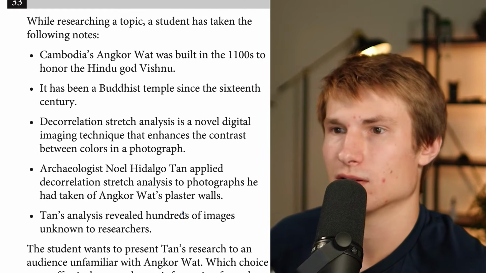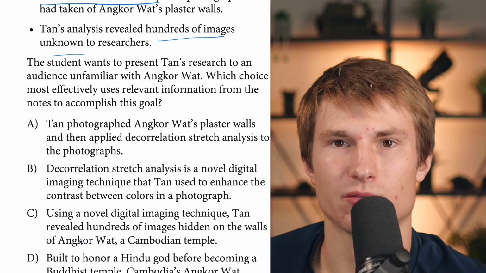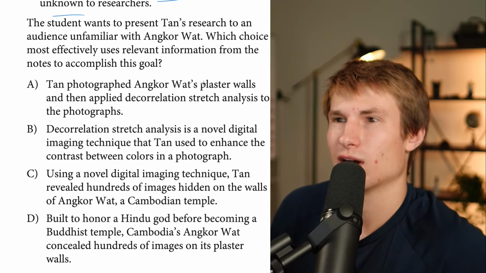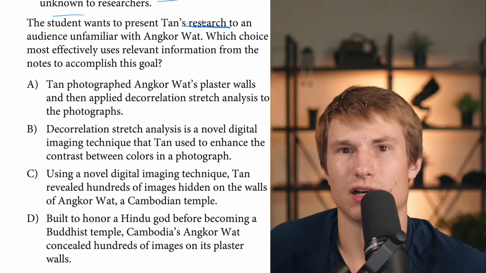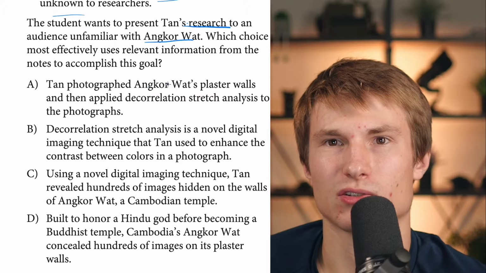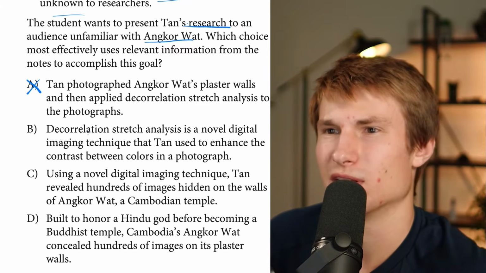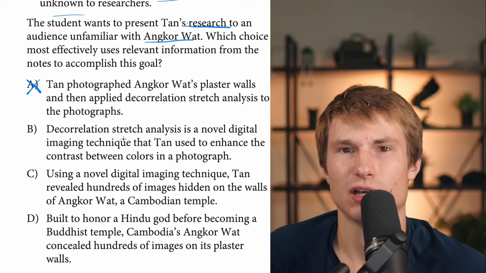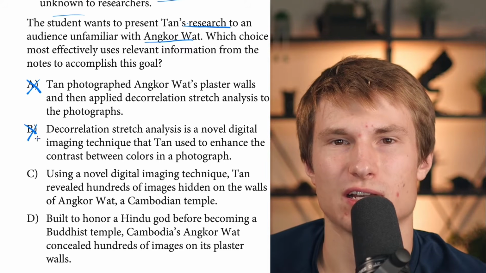All right, well, ultimately, the main point of the analysis is that he's using this technique of decorrelation stretch analysis to reveal hundreds of images. All right, so let's go ahead and take a look. We've got option A. Tan photographed Angkor Wat's plaster walls and then applied decorrelation stretch analysis to the photographs. Okay, keep in mind that we want to present the research to an audience unfamiliar with Angkor Wat. So we would want to introduce Angkor Wat a little bit better than it is in A, and also that's really not describing the full extent of the research for the most part. We've got B, decorrelation stretch analysis is a novel digital imaging technique that Tan used to enhance the contrast between colors in a photograph. That's not emphasizing his research. We get rid of B.